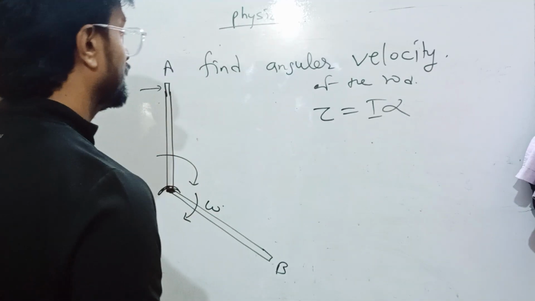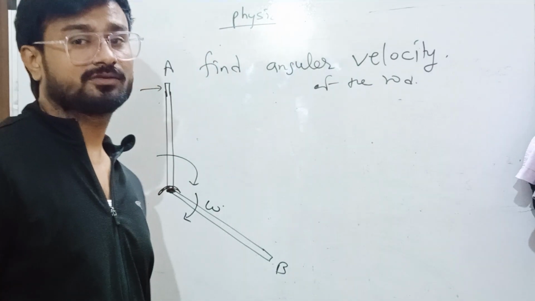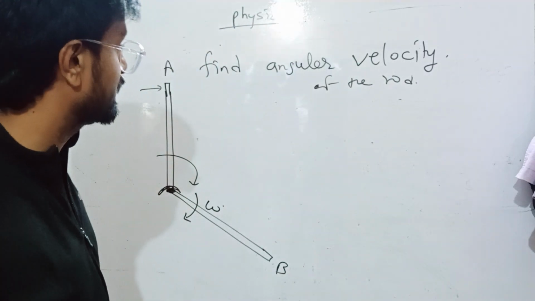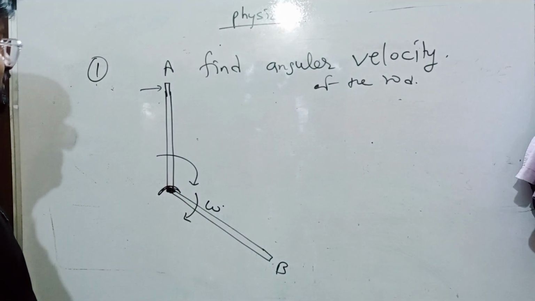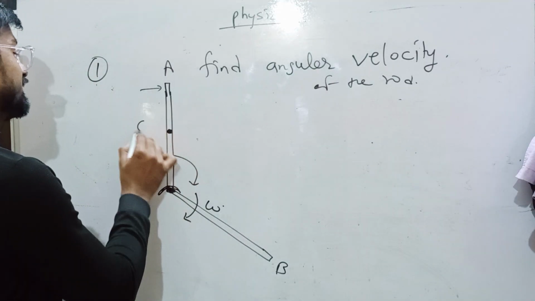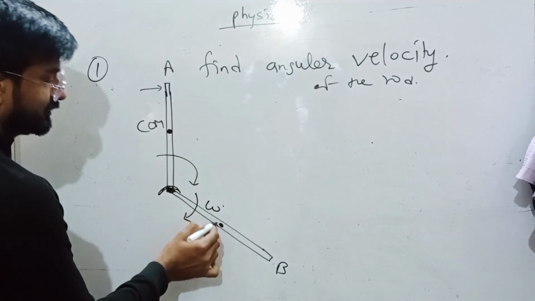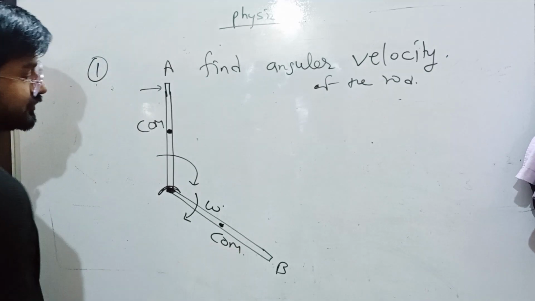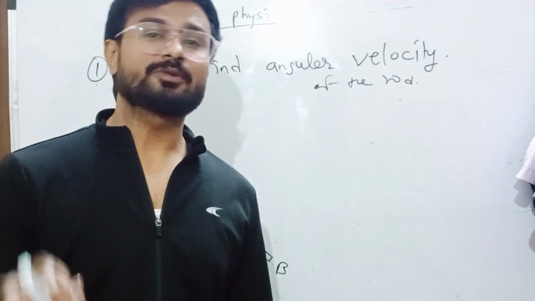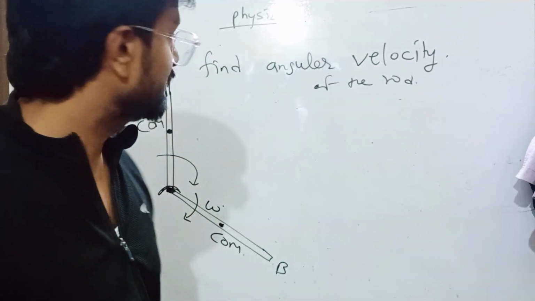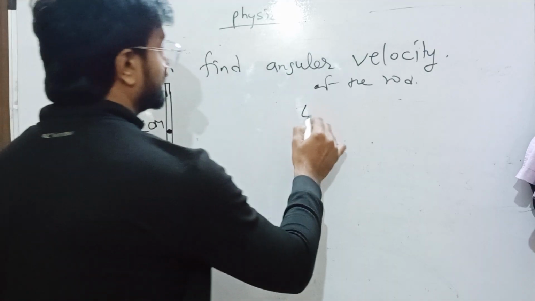We will not apply the concept of torque here; rather, we will apply the concept of energy conservation. How can we apply energy conservation? Because our COM is moving from this point to this point, there will be a loss of potential energy and it will be converted into the kinetic energy of the rod. So let's apply energy conservation.